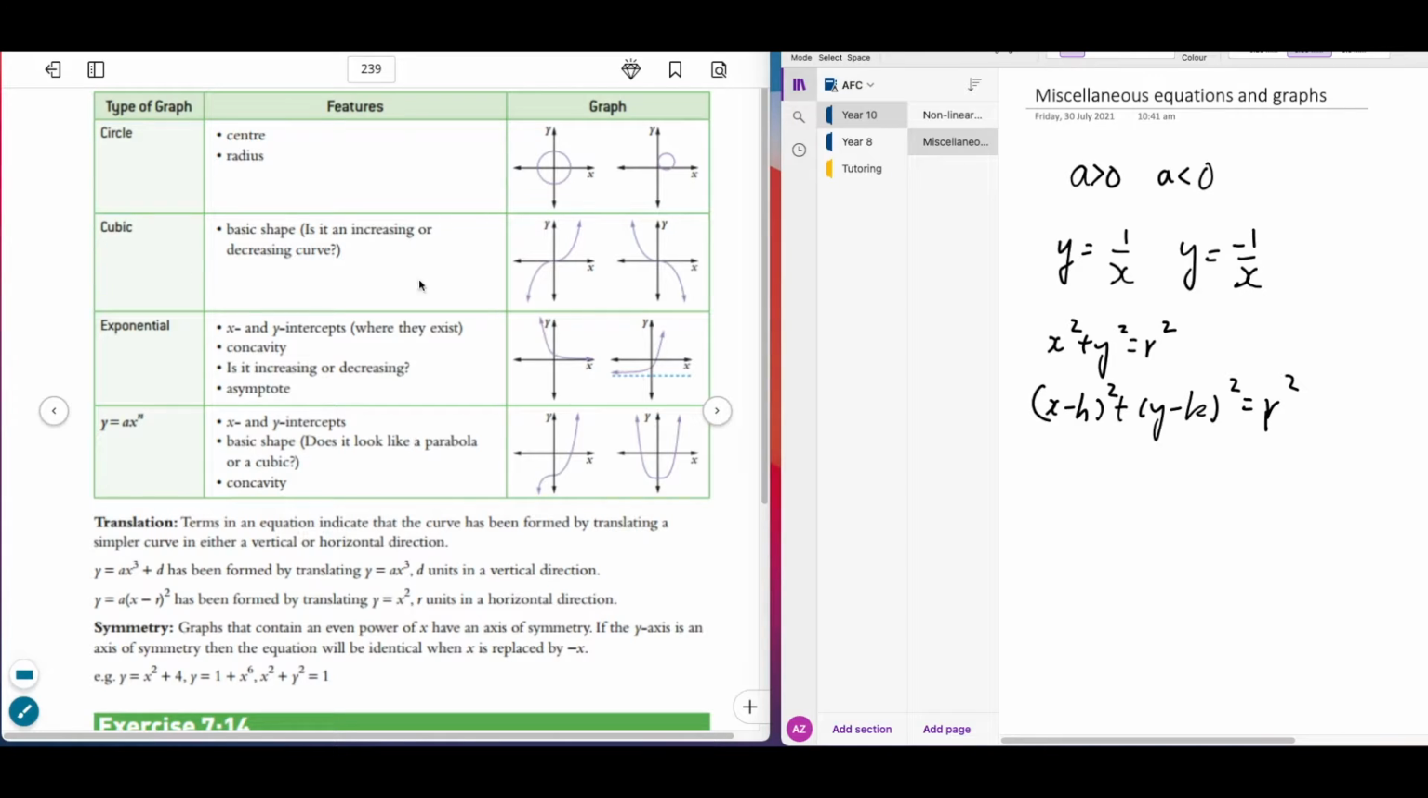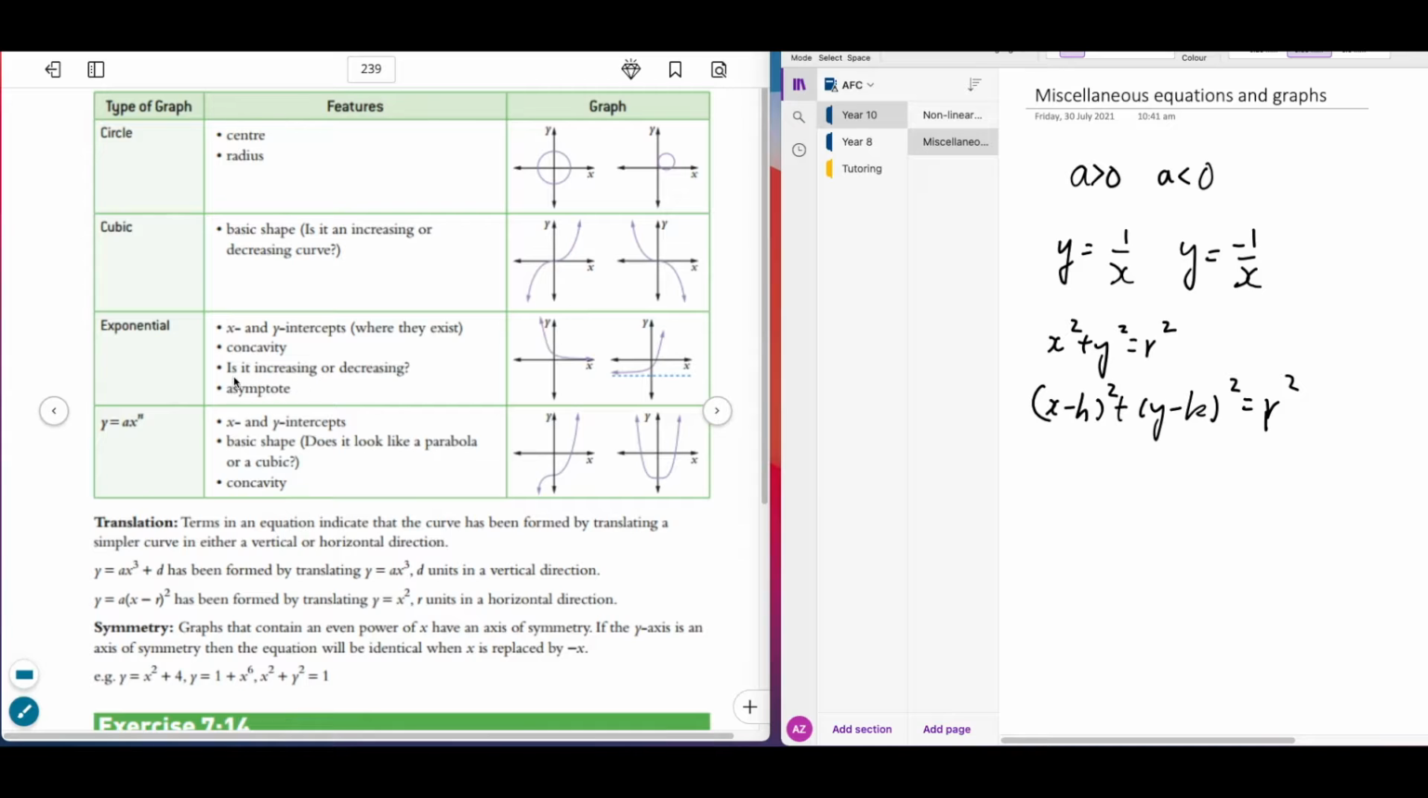Cubic curves. These are the basic cubic curves, not the fancy ones. They are just cubic curves, whether increasing, which looks like this, or decreasing, which looks like that. So this will be something like y equals minus x cubed, and this will be y equals x cubed. The exponentials, I don't need to explain too much about these. They are pretty obvious. They look like exponentials, and they also have a horizontal asymptote. Every exponential has a horizontal asymptote.